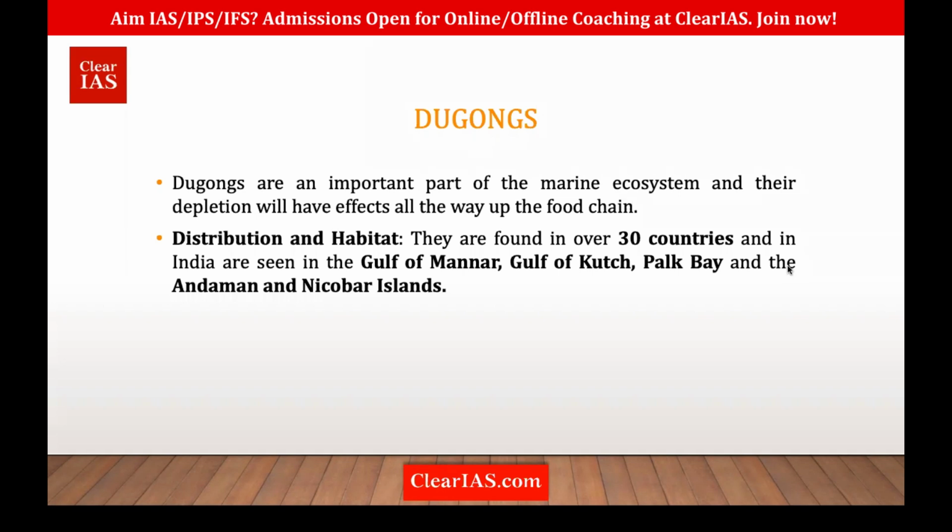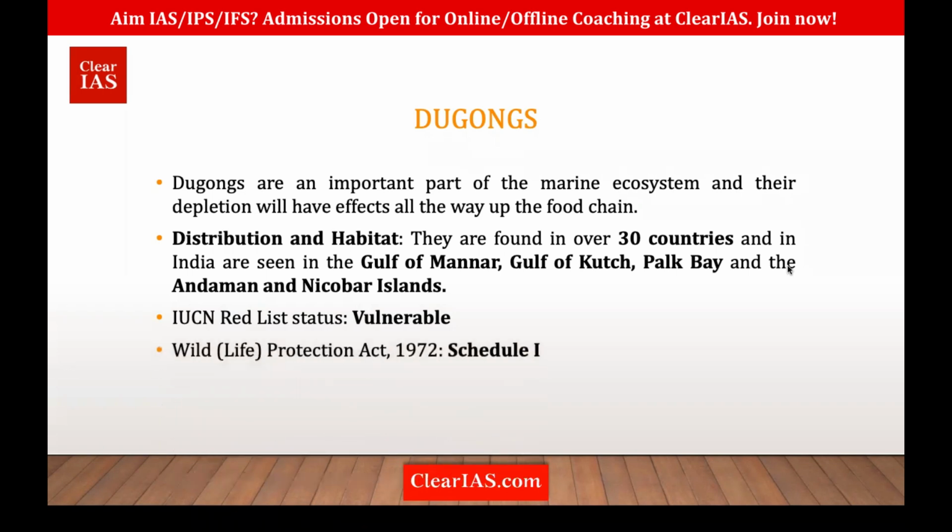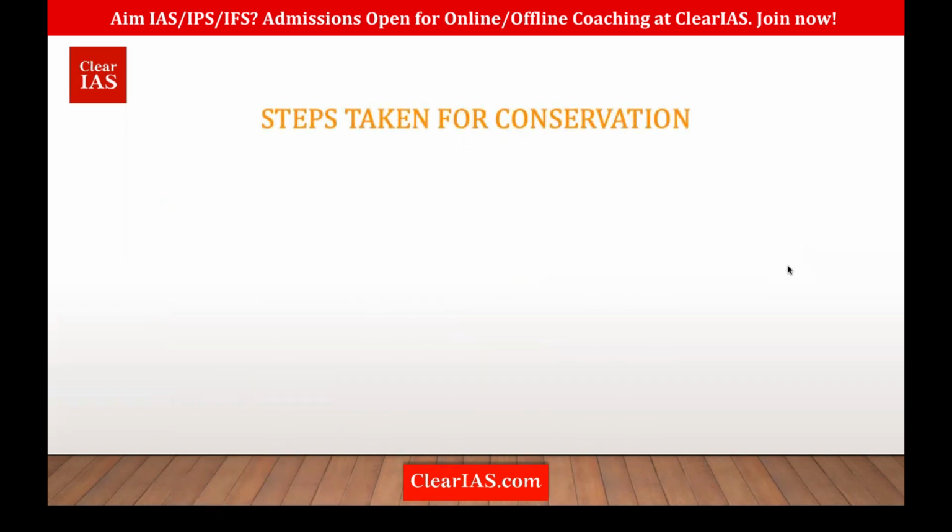So mainly remember, where is it found in India? The coast of Gujarat, that is the Gulf of Kutch, the Gulf of Khambhat region, the coast of Tamil Nadu, Gulf of Mannar, Palk Bay region, and the Andaman and Nicobar region. So these are the habitats of the dugong. And it is listed as vulnerable in the IUCN Red List. Remember, it is not endangered or critically endangered, it is just vulnerable in the IUCN Red List. But it is also in Schedule 1 of the Wildlife Protection Act and Appendix 1 of CITES. So that is the dugong.